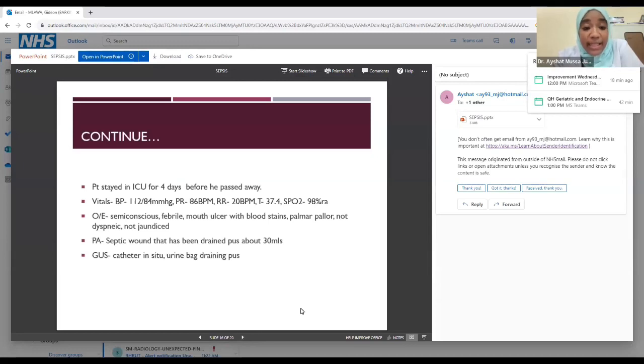So the patient stayed in ICU for 4 days before he passed away. The vitals were blood pressure of 112/84, pulse rate of 86, respiratory rate of 20, temperature of 37.4, and saturation of 98. On examination, he was semi-conscious, febrile, with a mouth ulcer with blood stains, and palmar pallor. He wasn't dyspneic and was not jaundiced. Per abdomen, there was a septic wound that had been drained about 30 mls, and a catheter in situ with the urine bag draining. Next.